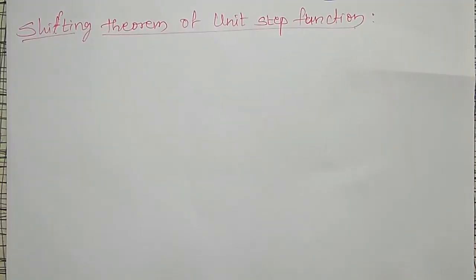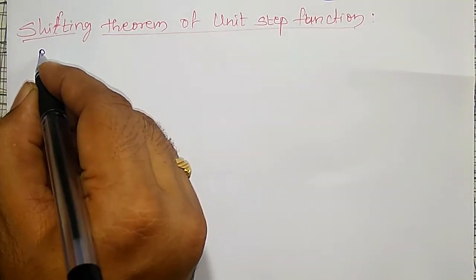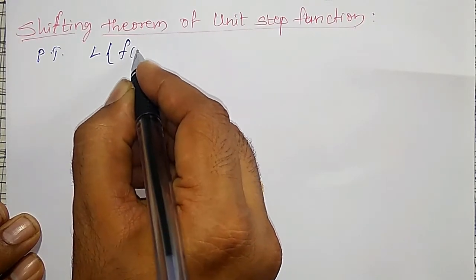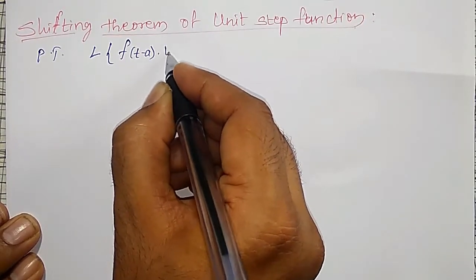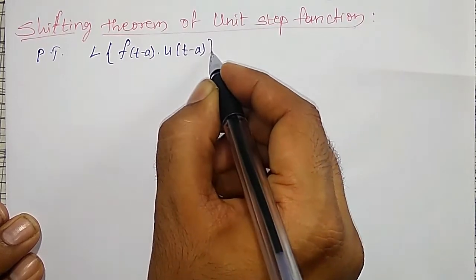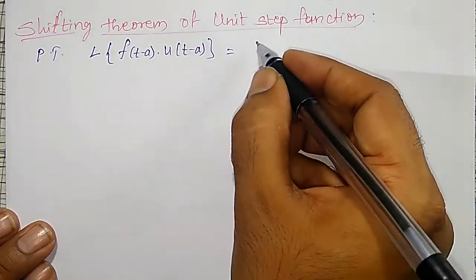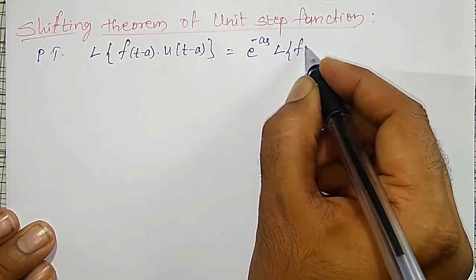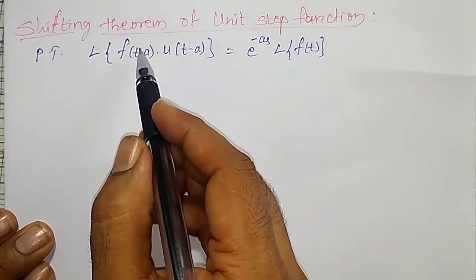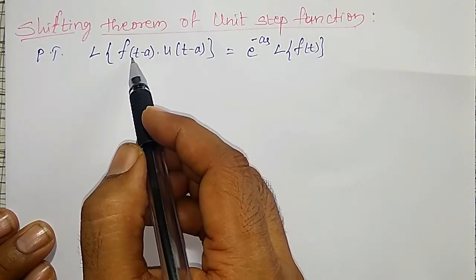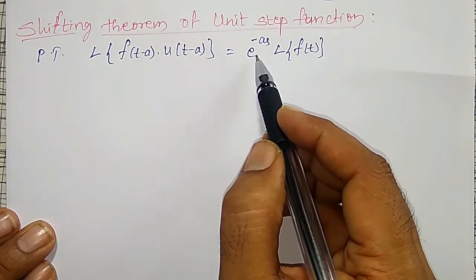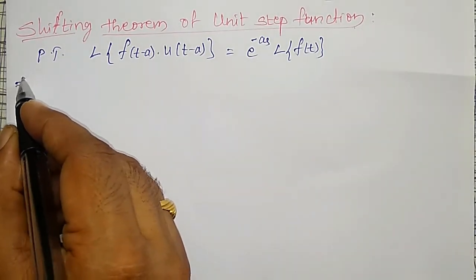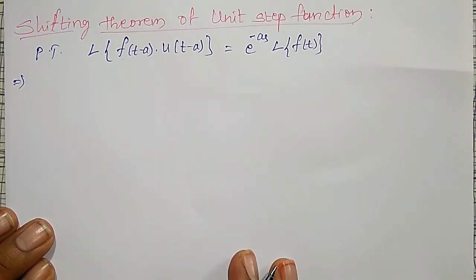The shifting theorem of unit step function states that we have to prove that the Laplace transform of f of t minus a into u of t minus a is equal to e to the power minus as into the Laplace transform of f of t. If f of t minus a is there, then I have to find its Laplace transform by multiplying by e to the power minus as. That proof I will do here for your understanding, and examples I will do later.